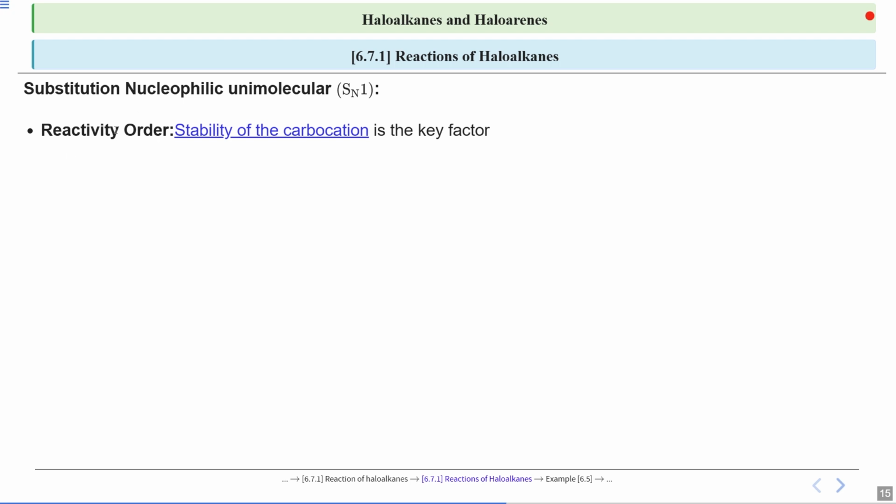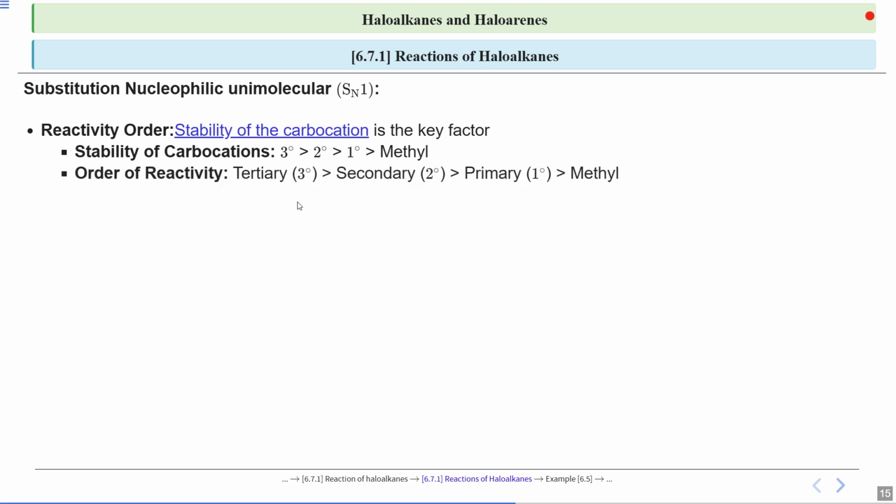Reactivity order. Now let's talk about the reactivity order on the basis of the carbocation. The stability of the carbocation is the key factor, because this is a two-step reaction and the first step involves the formation of a carbocation. So if you know the order of stability of carbocations, reactivity will depend upon that order. Tertiary carbocations are very, very stable, then secondary carbocations, then primary carbocations, and then comes the methyl group.